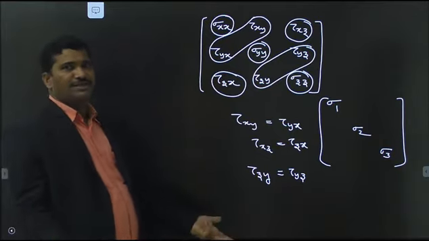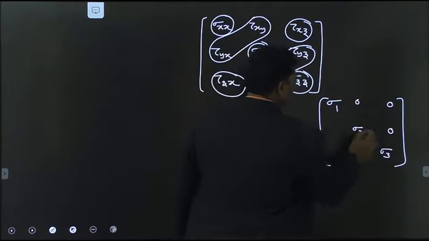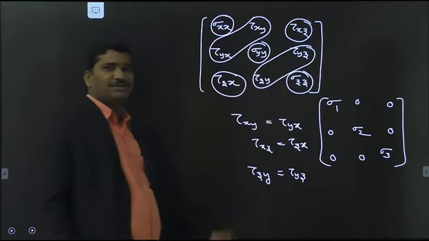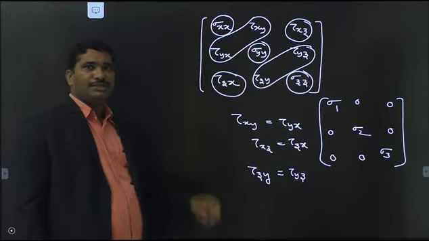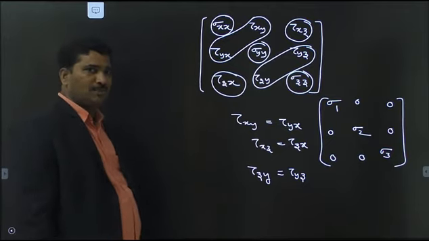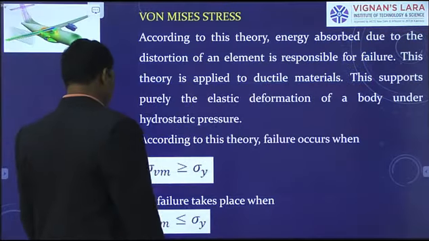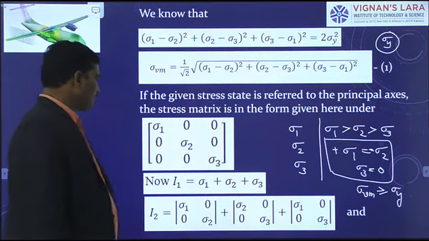Understand? Therefore, what are the shear stresses? Zero, simply. That is the reason why I can write the elements in other locations as 0. So this is how we represent the stress matrix for the 3 principal stresses: sigma 1, sigma 2 and sigma 3. Like this.